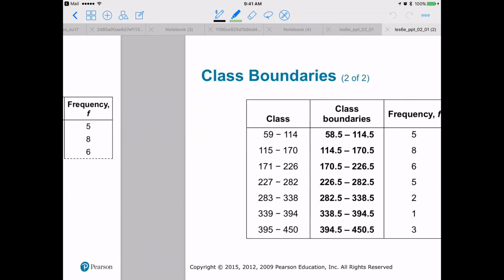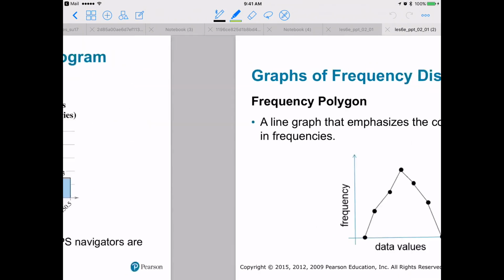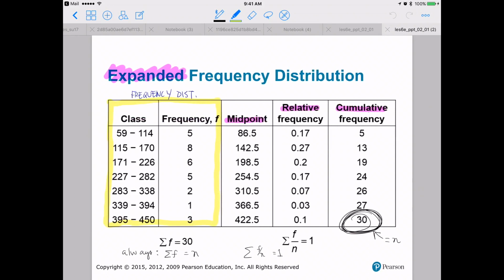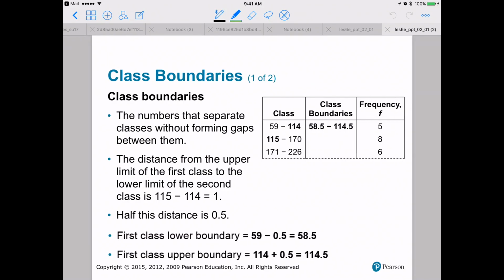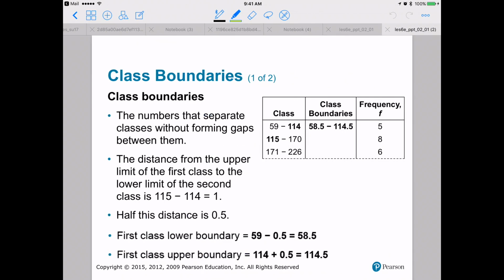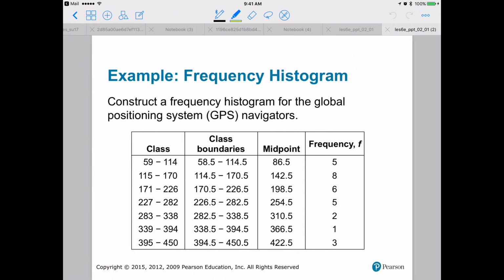And in order to figure out how to do the, wait, I'm missing a slide. I am missing a slide. In order to figure out, oh no, it's coming later on. Okay. In order to do a frequency histogram, you've got two basic ways you can do it. Let's just fast forward to this example.